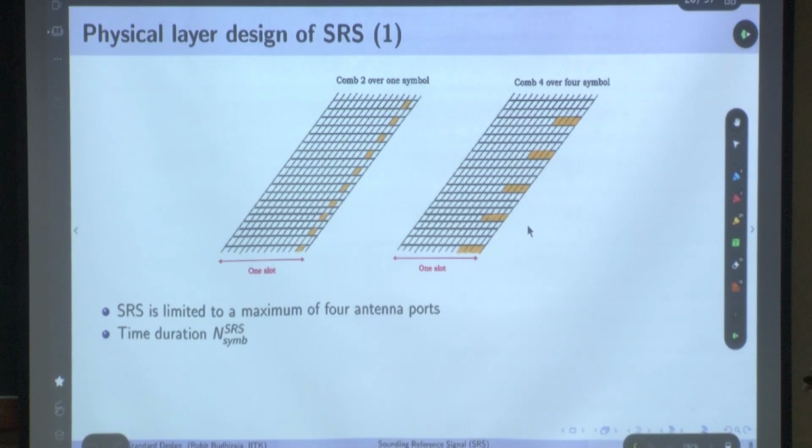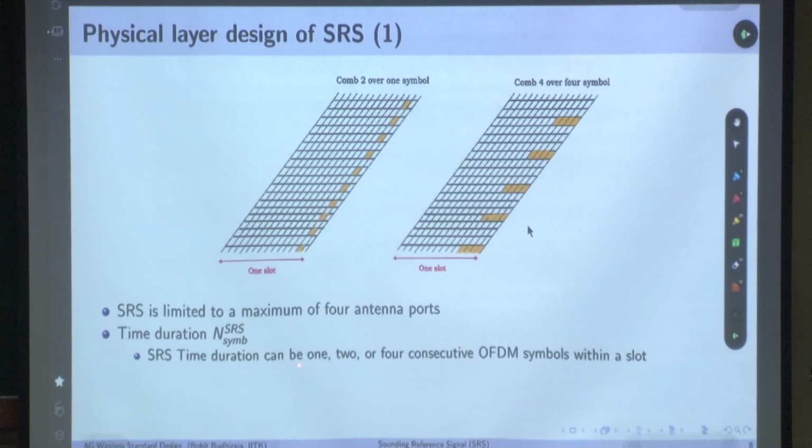And what is this? This is the time symbol duration, N SRS, the number of symbols over which the SRS is defined. So the SRS time duration can be 1 symbol, or 2 or 4 consecutive symbols within a slot. Here it is 4 consecutive symbols, always consecutive. And you will see the starting symbol location is denoted as L0, similar to what we saw for DMRS also.